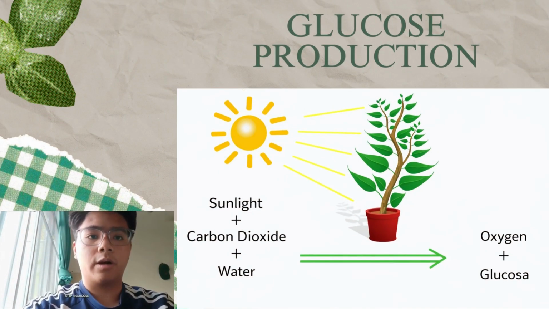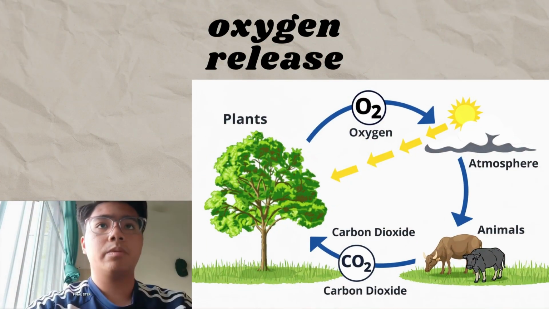Step 4, glucose production. Light energy is used to convert carbon dioxide and water into glucose inside the chloroplast, where glucose serves as the plant's main energy source and part of it is stored as starch. Final step, oxygen release. Oxygen produced as a byproduct of photosynthesis is released into the air through the stomata, providing an essential gas for respiration in humans and animals while maintaining ecosystem balance.